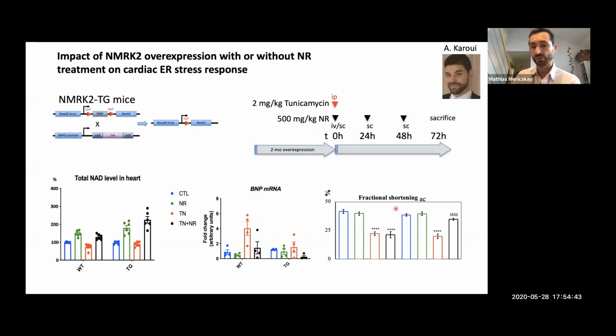When we look at the fractional shortening in these mice, we saw that tunicamycin, as you can see, is inducing an acute reduction in fractional shortening. But NR treatment in the wild-type mice, which have normal NMRK2 level, doesn't really rescue this aspect of cardiac contractility. Whereas in the presence of the NMRK2 transgene, there was a reduction by tunicamycin, but in presence of NR diet with the transgenic mice, it was able to preserve the fractional shortening, which is quite interesting.